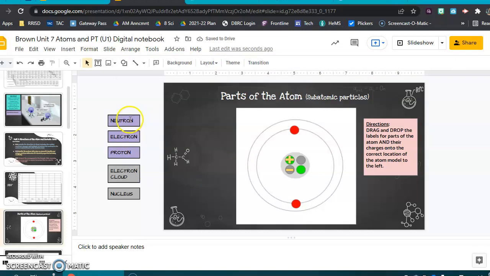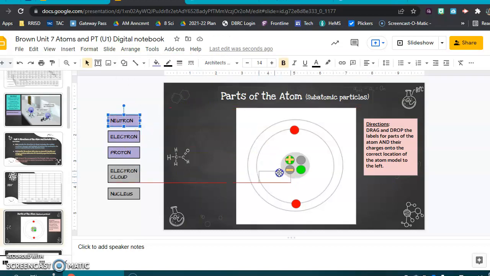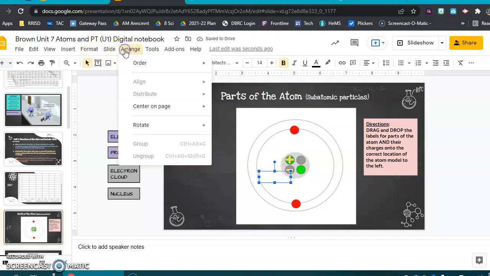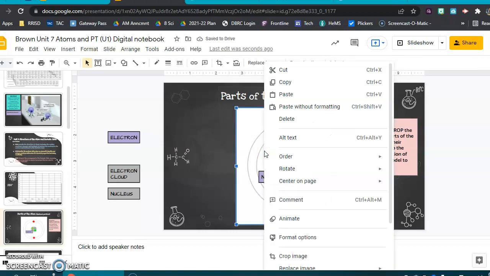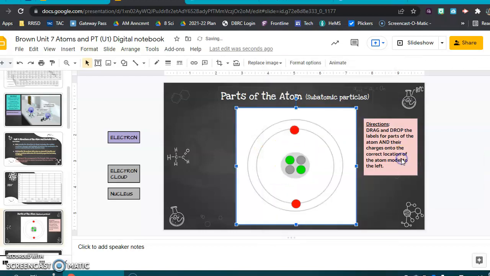Okay, so that means I'm going to make my neutron my gray one. It's going to go right here. Kind of hang it on there. Oop, where'd my little friend go? Arrange, order, bring to front. There we go. And I'm going to do the same thing with my proton, because we discovered in that video that the protons are the positive particles. And again, I can left click and click on order, bring to front.